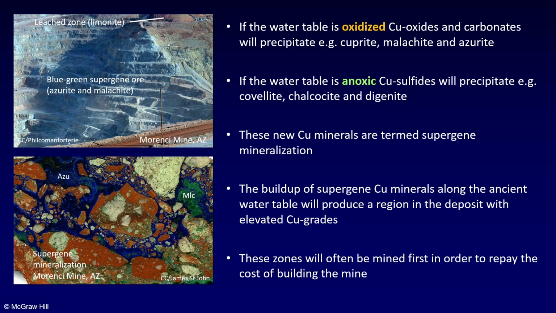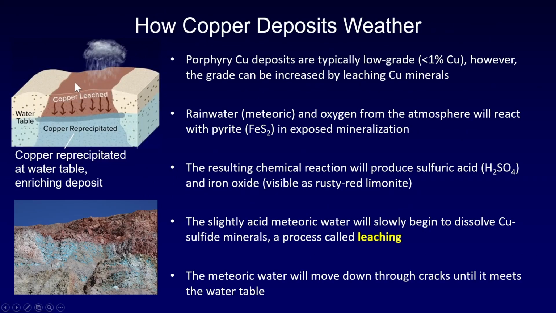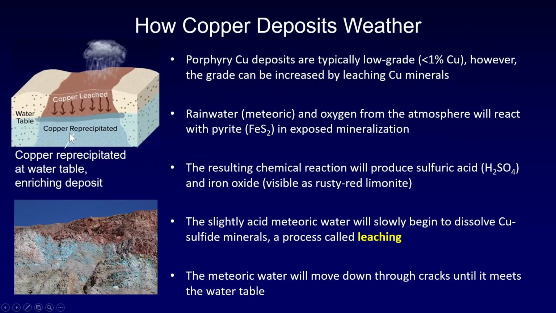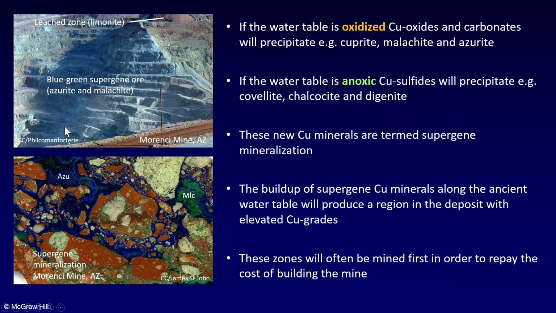And so, well, what does this actually mean? Well, if we look at this picture here, we can see a porphyry copper system, and right up at the top here, you can see this rusty red area. This is a portion of the leached cap. And then beneath it, you will notice that the porphyry copper has this very distinctive kind of greeny blue color to it. And so this is the reprecipitated copper mineralization.